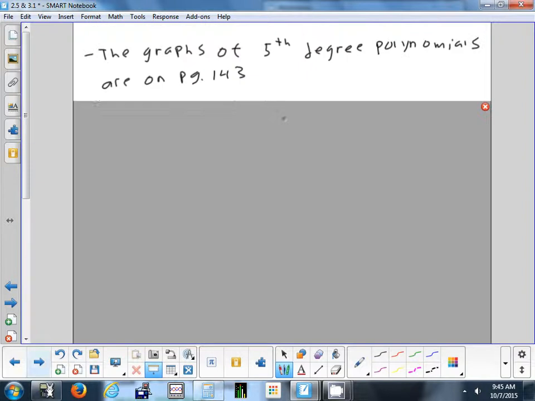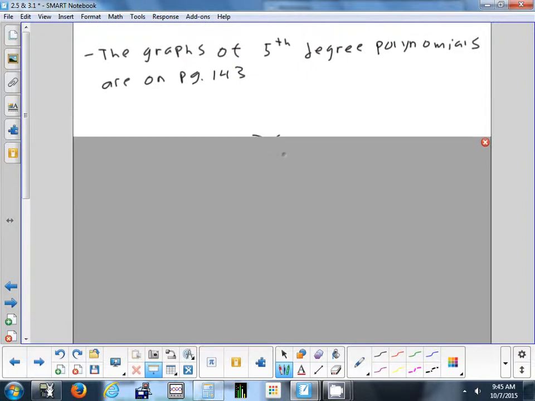All right. So 5th degree polynomials, I'm not going to draw them out. You can look at them on page 136 or page 143. But 5th degree ones can turn 4 times. So here's just one example. 1, 2, 3, 4 turns. We're not going to spend a lot of time working with 5th degree ones. They start to get too complicated.